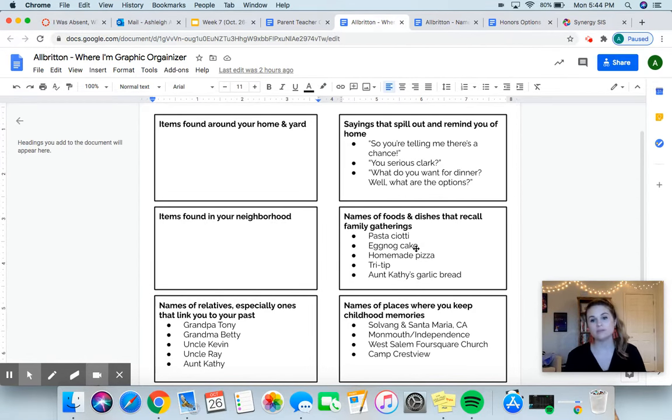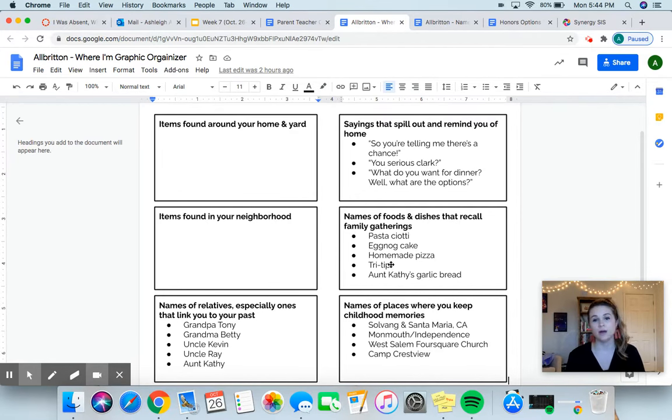Eggnog cake is a special recipe cake that we make during Christmas time. It has a lot of cool family history in terms of my grandma on my mom's side. And then homemade pizza, we would make homemade pizza almost every Friday and kind of have like a movie night when I was growing up.